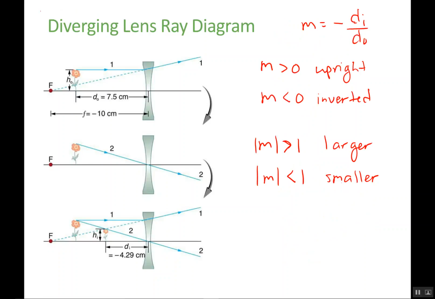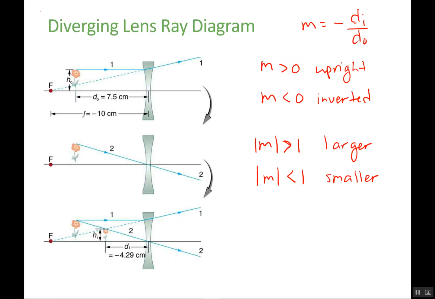We also talked about the concept of magnification. Magnification, or M, is defined as the negative of image distance, di, divided by object distance, do. If the magnification is greater than 0, that tells you the image is upright. If the magnification is less than 0, that tells you the image is inverted. In regards to the magnitude of the magnification, if the magnitude is greater than 1, the image is larger than the object. If the magnitude is less than 1, the image is smaller than the object.